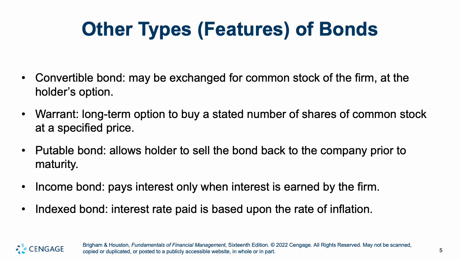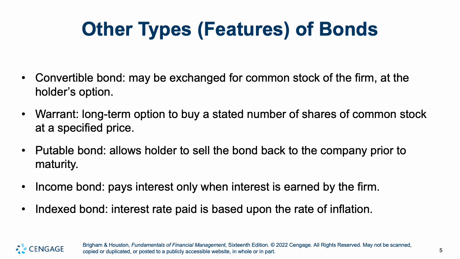So a convertible bond, you can convert that debt into equity. A warrant, you can utilize those options to buy stock shares, and you get the warrant as part of your bond. A puttable bond allows the holder to sell the bond back to the company prior to maturity. So you can sell the bond. Not all bonds have all of these provisions. Some do, some don't. It depends on the type of bond and the policies of whomever issued it.